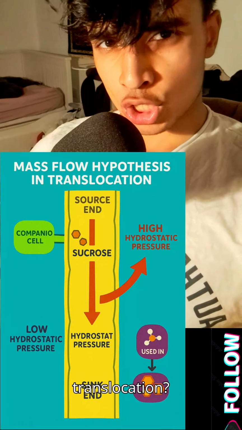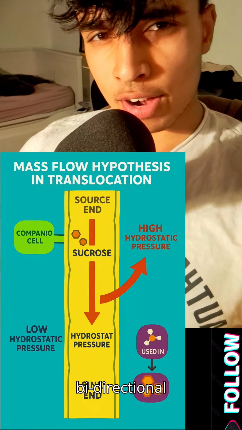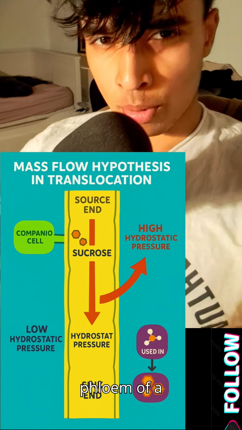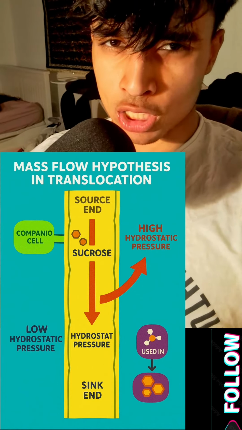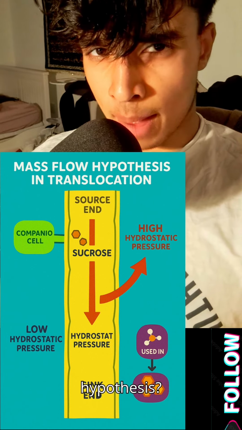Translocation explained thoroughly. What is translocation? Translocation is the bidirectional flow of sucrose in the phloem of a plant. So what am I going to utilize to explain this? I'm going to use the mass flow hypothesis. What is the mass flow hypothesis?